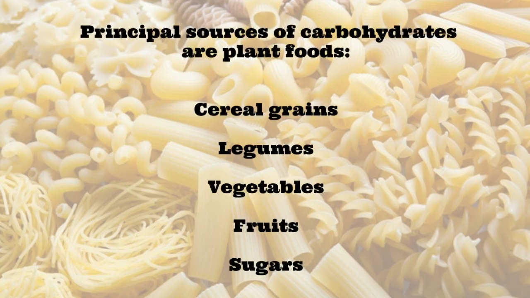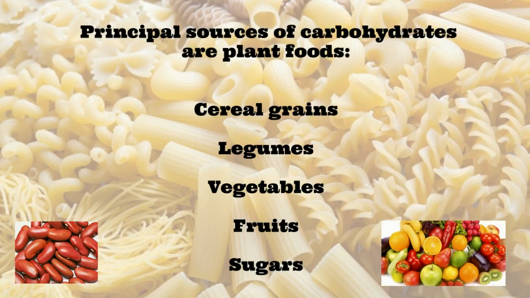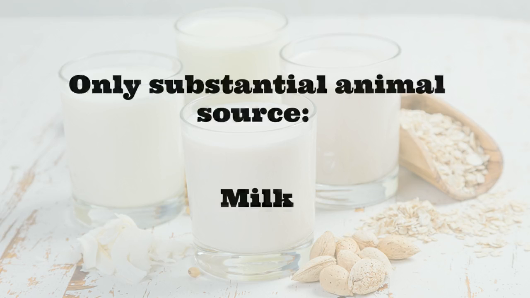The principal sources of carbohydrates are plant-based. Things such as cereal grains, legumes, vegetables, fruits, and sugars are all good sources of carbohydrates. The only substantial animal source of carbohydrates is milk.